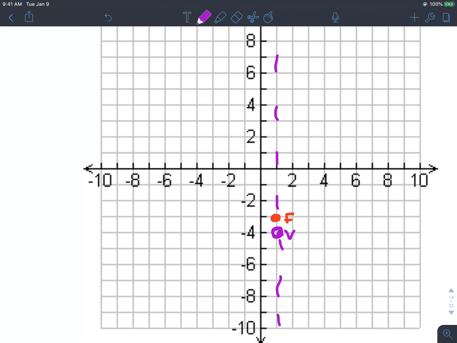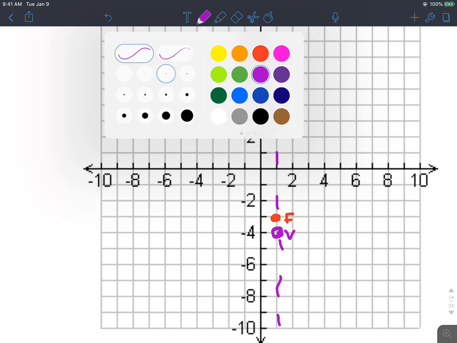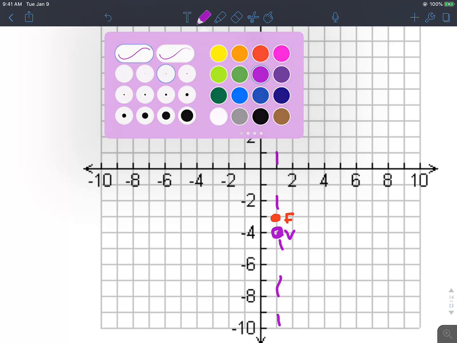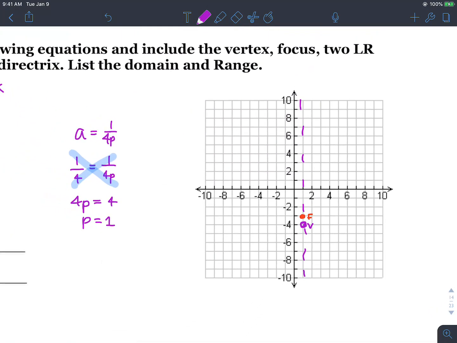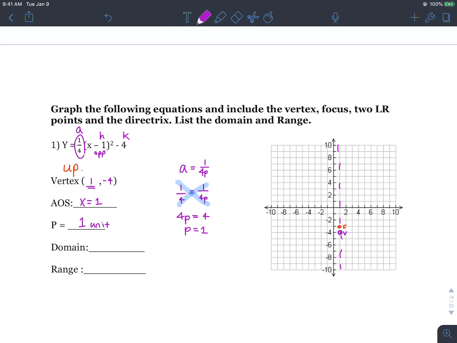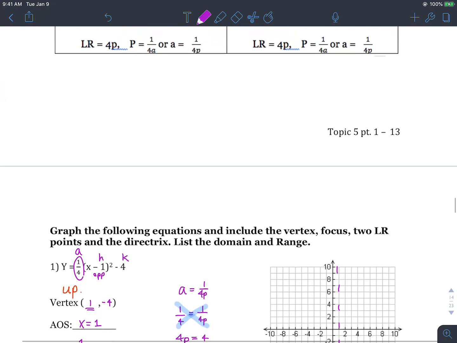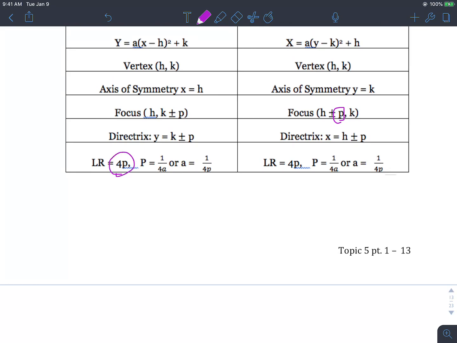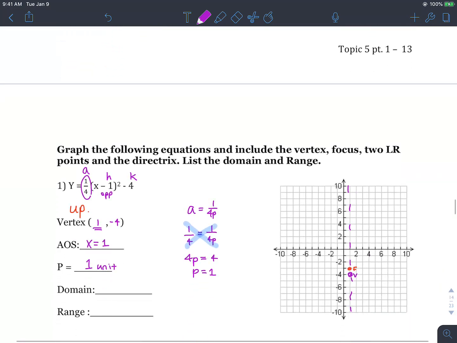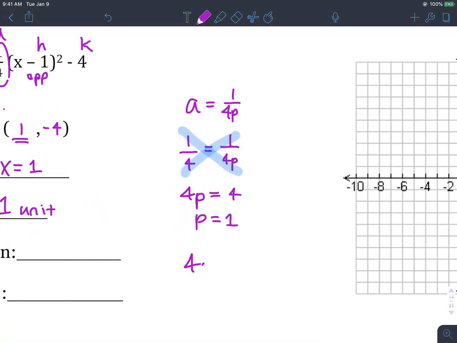Okay. Now the last thing we need to do to get 2 additional points on our graph is we need to graph this thing called the LR. Okay, and then the LR points right there, we get those from doing 4 times P. That's how long the LR is going to be. So 4 times P is actually going to be 4 times 1, which happens to be 4.